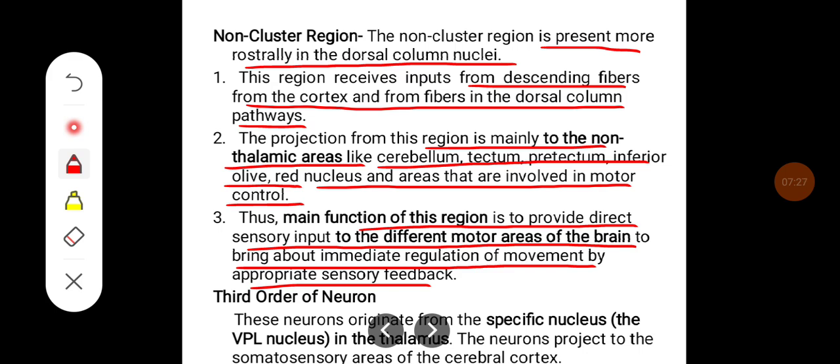The third order neuron originates from the specific nucleus, that is the VPL nucleus in the thalamus. The neurons project to the somatosensory areas of the cerebral cortex.